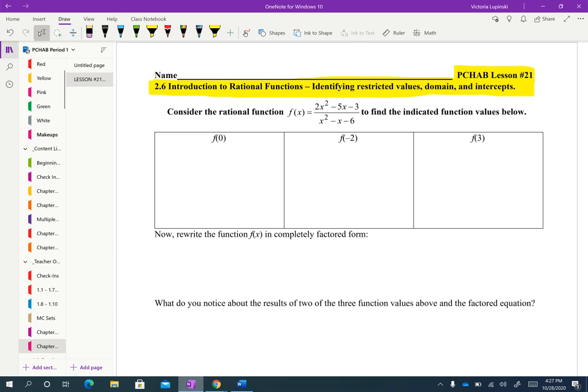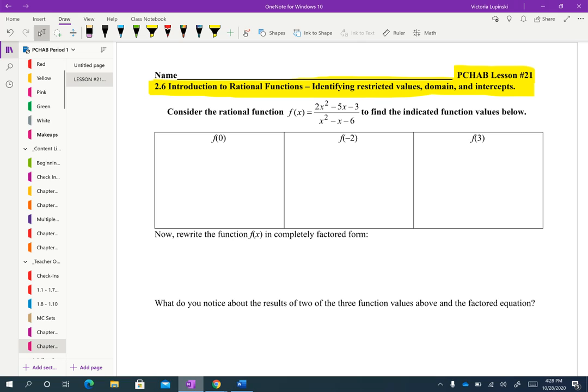So here in the first example, consider the rational function (2x squared minus 5x minus 3) divided by (x squared minus x minus 6). Just to be clear, the reason this is considered a rational function is because there are polynomials on both the top and the bottom. Up until this point, we've only been asked to graph one or the other, and now when we're asked to graph a ratio of polynomials, that's what makes a rational function.